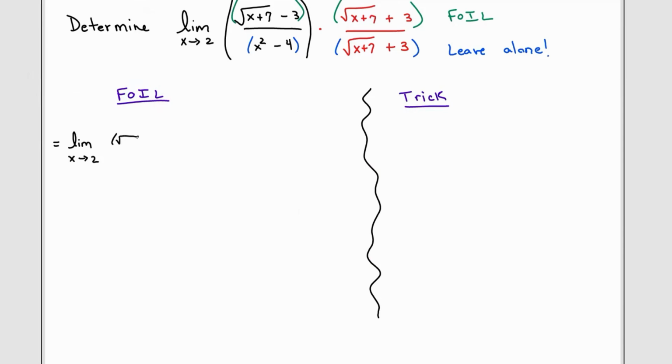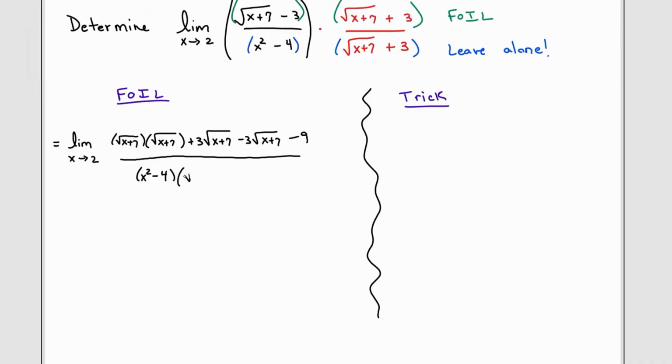So I will have a square root of x plus 7 times a square root of x plus 7. Then I'll have a plus 3 times square root of x plus 7. Then I'll have a minus 3 times square root of x plus 7. And then a minus 3 times plus 3, so a minus 9. And then I said leave that denominator alone for now. Maybe we'll have to do something with it later, but we don't want to get ahead of ourselves. We certainly don't want to FOIL the denominator.